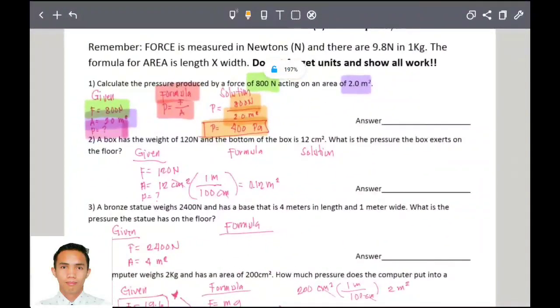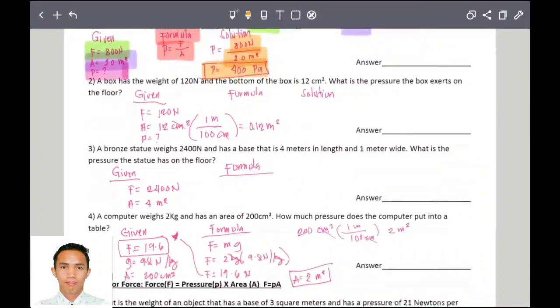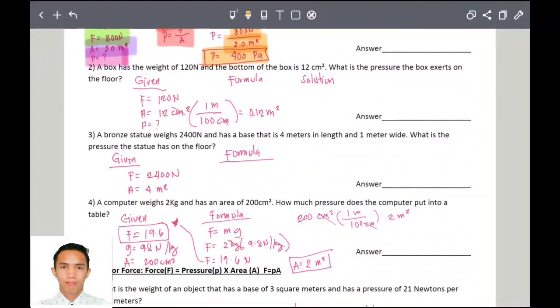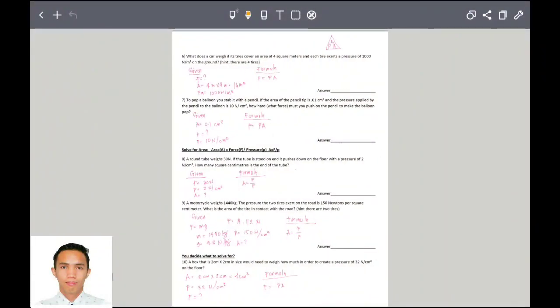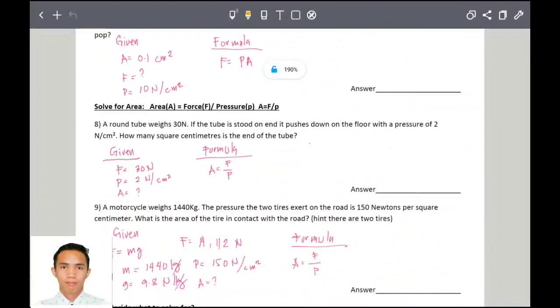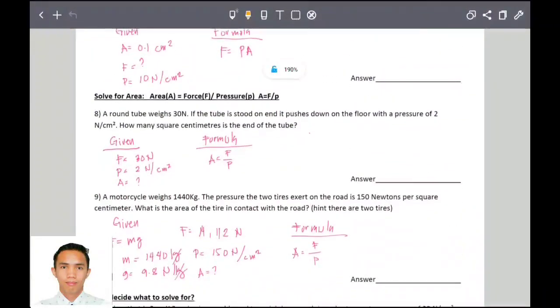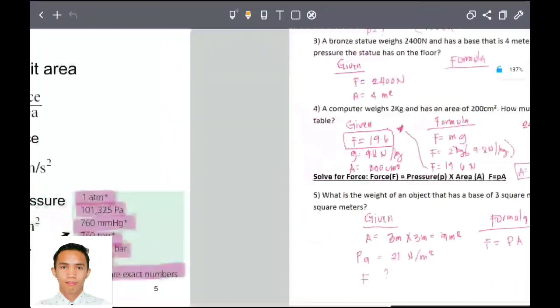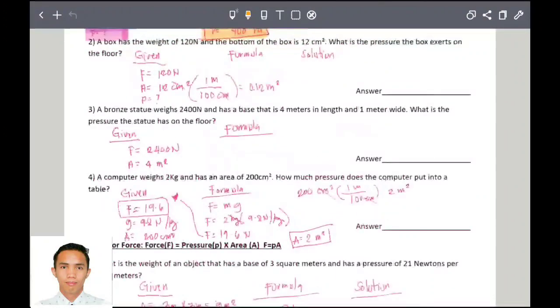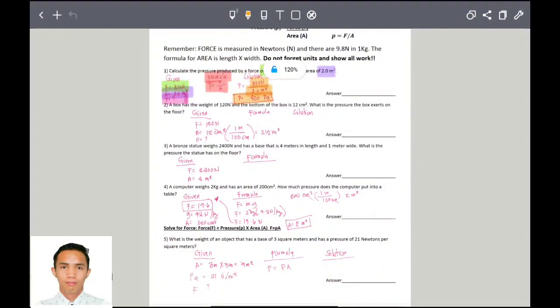So now the teacher already gave the given. You need to write the formula and write the solution. So the questions are 1, 2, 3, 4, 5, then 6, 7, 8, 9, 10. Okay? So please answer the worksheets to review how to use the formula of pressure.